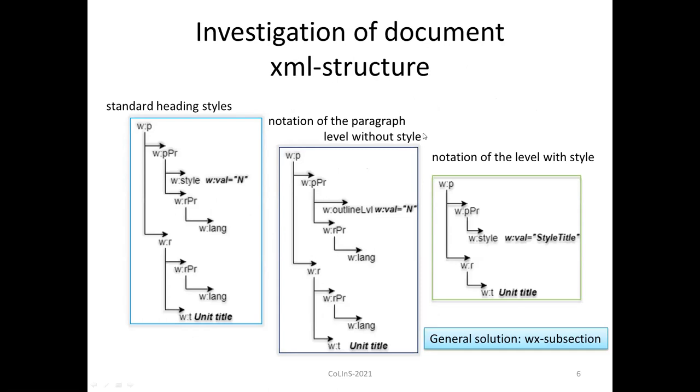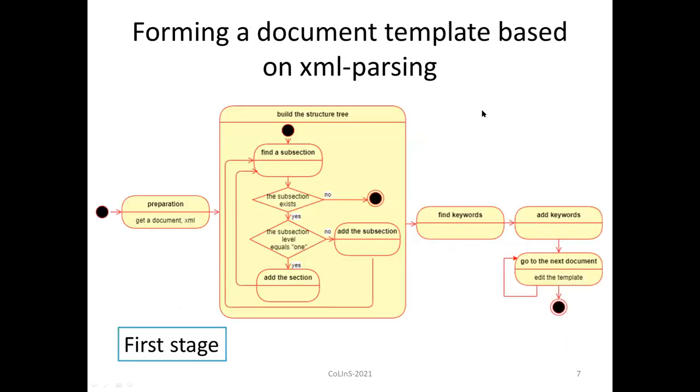After that, we investigated the document structure. It was a document of DocX format, and we found special text to mark the structure element. We researched standard heading style, notation of the paragraph level without style, and notation of level with style. For all these issues, we found a general solution. We found a vague subsection, and based on this subsection, we can separate and identify some structure units. After that, we used UML to model the process of forming a document template.